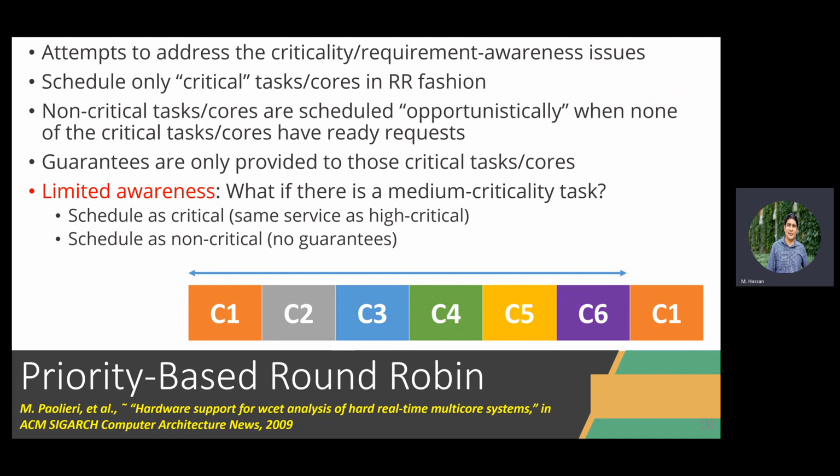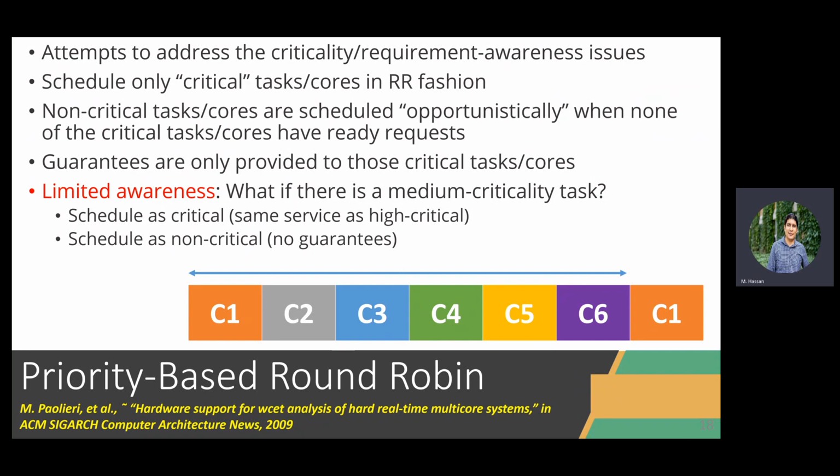So the reason they do this is to address again this notion of criticality or priority-based tasks. Some tasks are more important than other tasks. And as I am writing here, schedule only the critical tasks, cores, in round robin. So instead of doing round robin for all the cores, assume, for example, you have six cores as in our previous example. That's exactly the same example we had before. Instead of having round robin between cores 1 to 6, you say, no, some of my cores are critical, and I'm only doing round robin among these. These are the ones we give the guarantee.